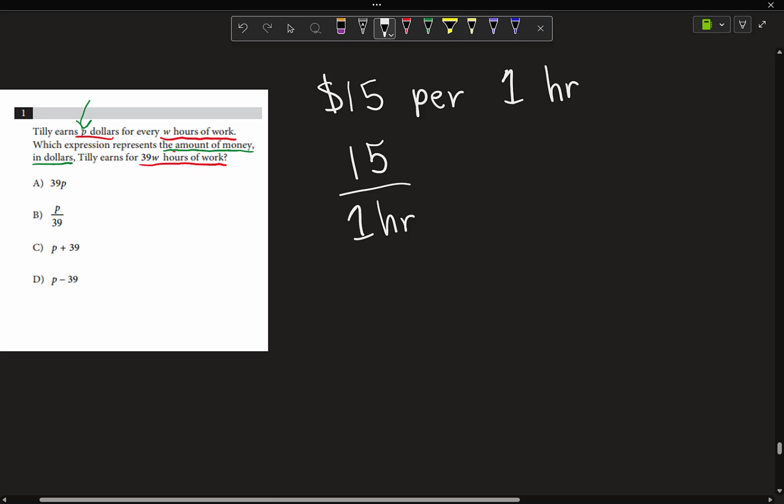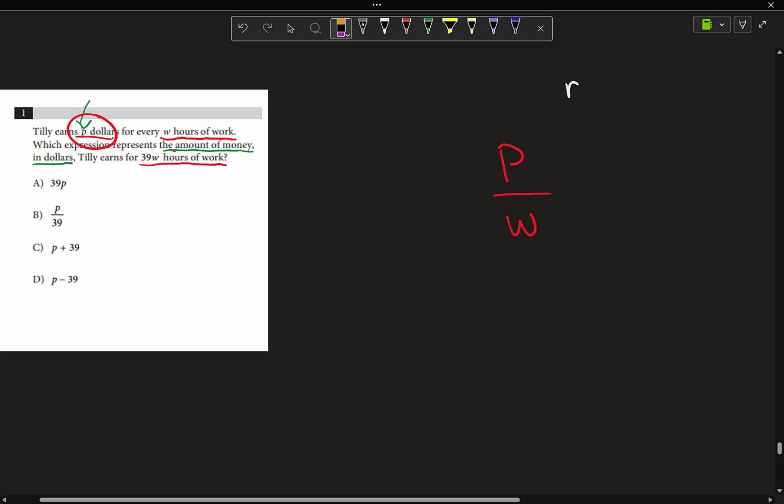Those two things are interchangeable. And what I want you to see is that numerator, the $15, is our P variable. So I'm going to write P at the top, and then the hours, that's our W variable. I'm going to write that at the bottom, and I'm going to erase this made-up example. But there's my starting ratio, my starting fraction. But I need to set it equal to something.